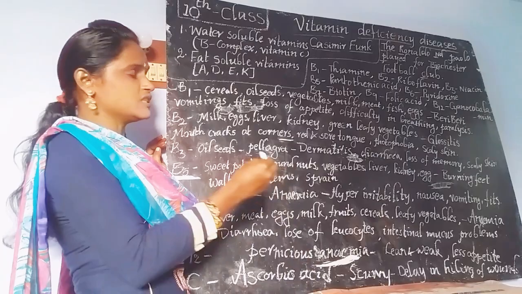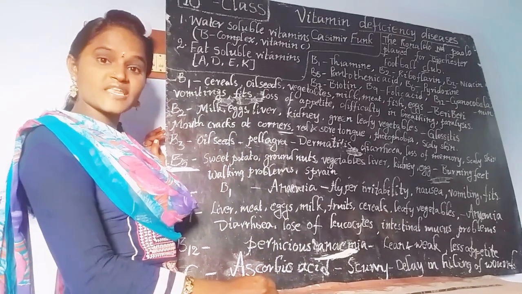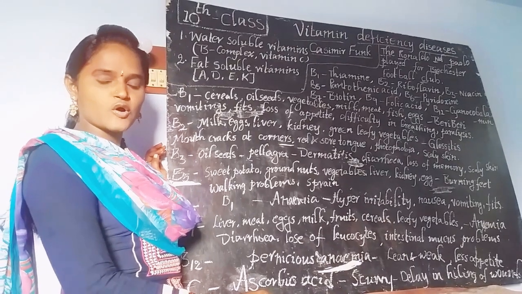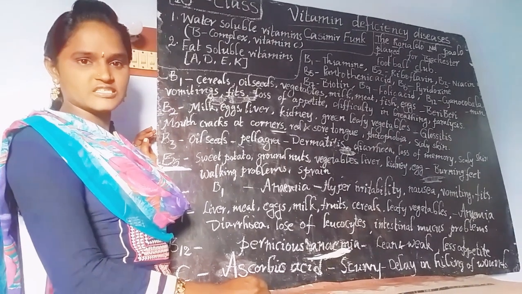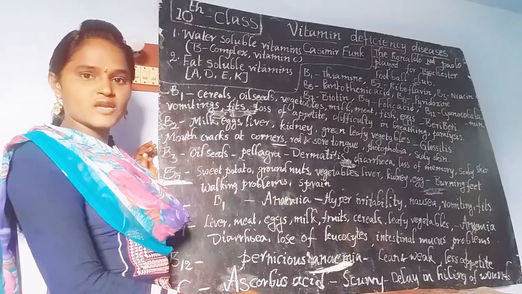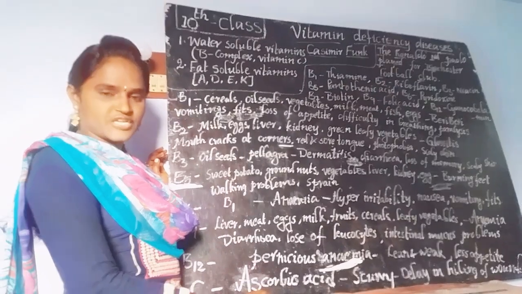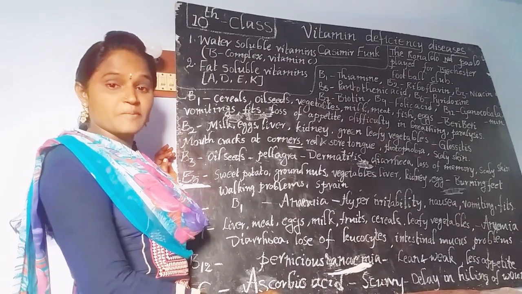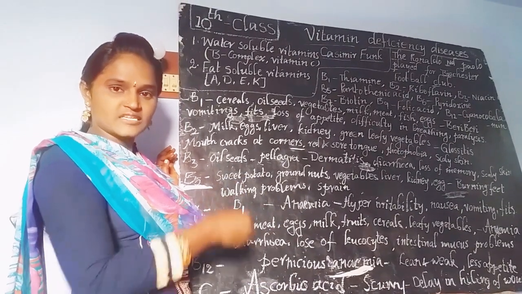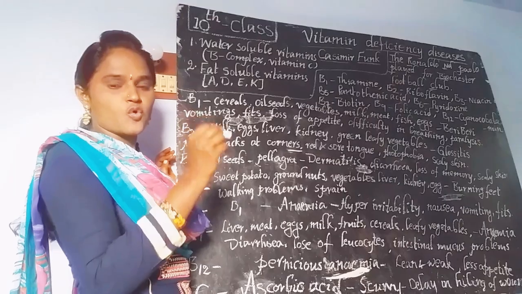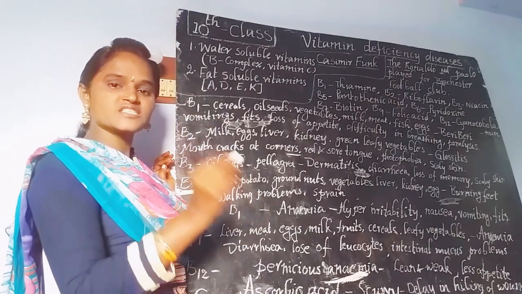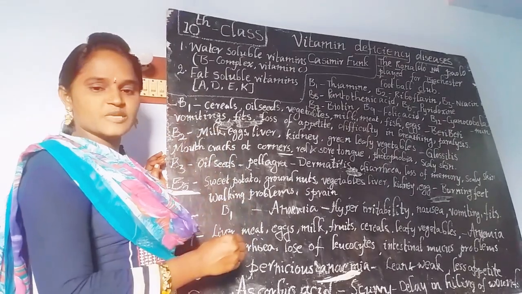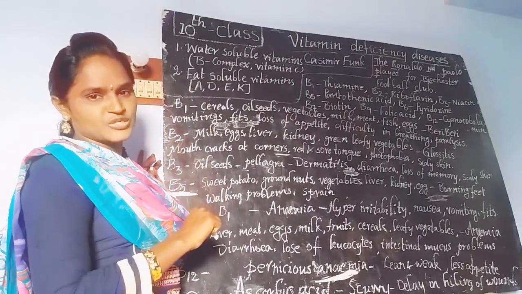We also call these vitamins organic substances, and with another name, micronutrients. Why are we calling the vitamins micronutrients? Because our body requires the vitamins in small quantities. As our body requires the vitamins in small quantities, we call the vitamins micronutrients.